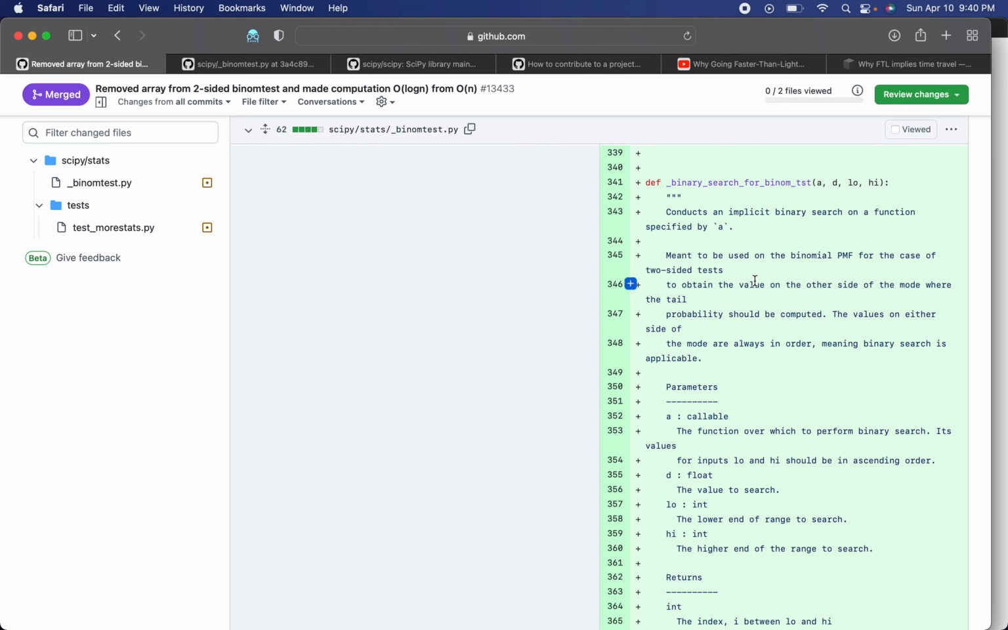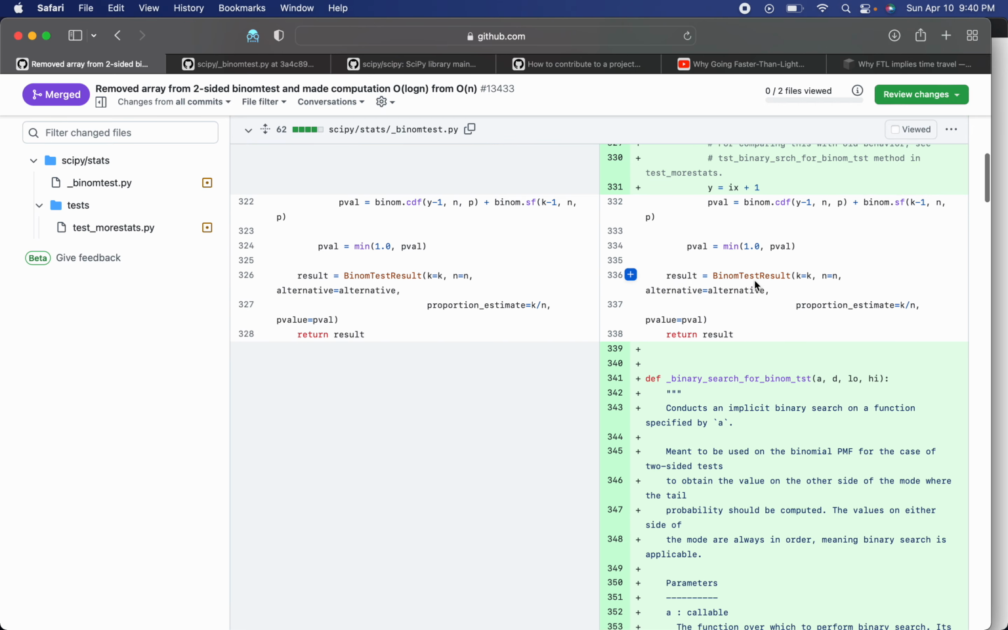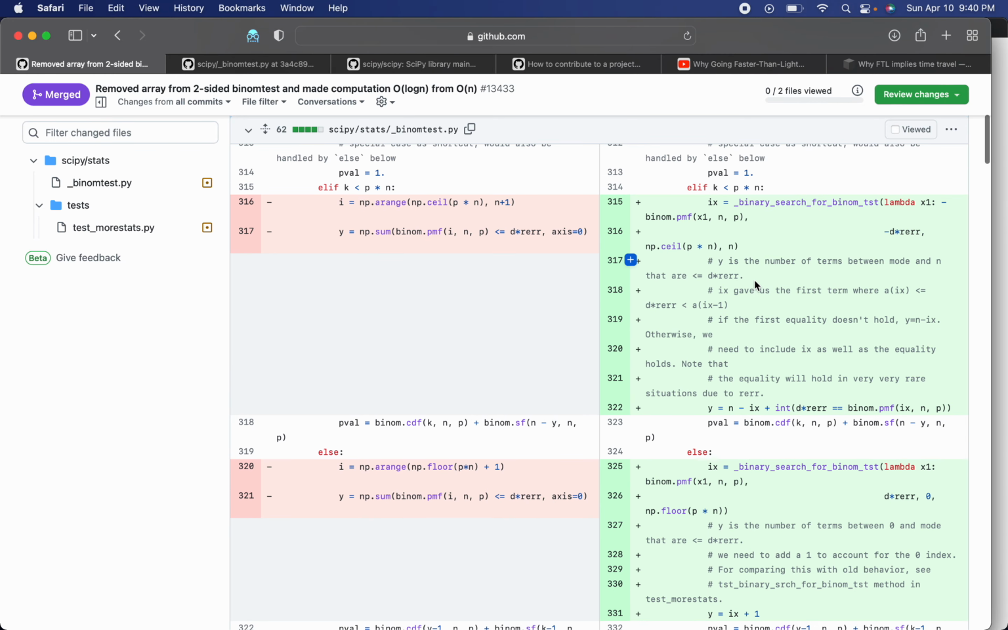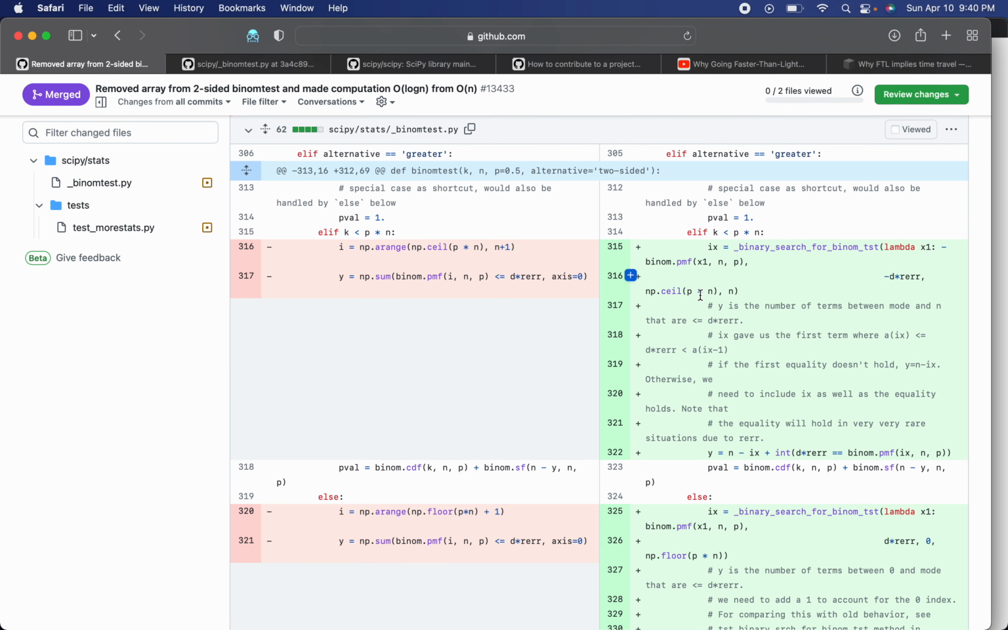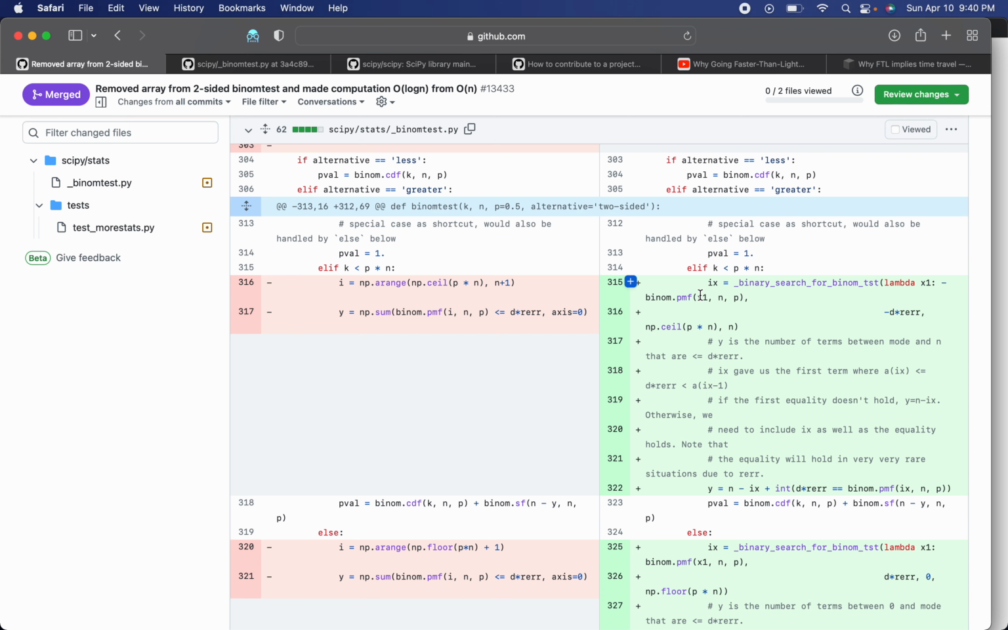So yeah, that was my first SciPy contribution. I hope this inspires you to make similar contributions, improve the quality of these open source repositories that everyone uses. And thanks for listening.